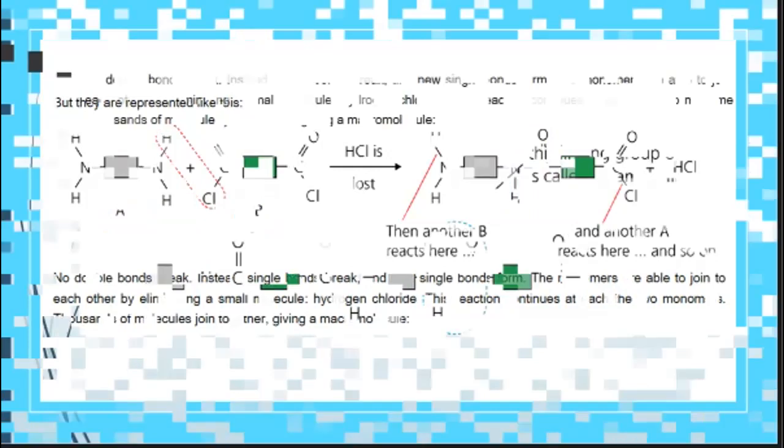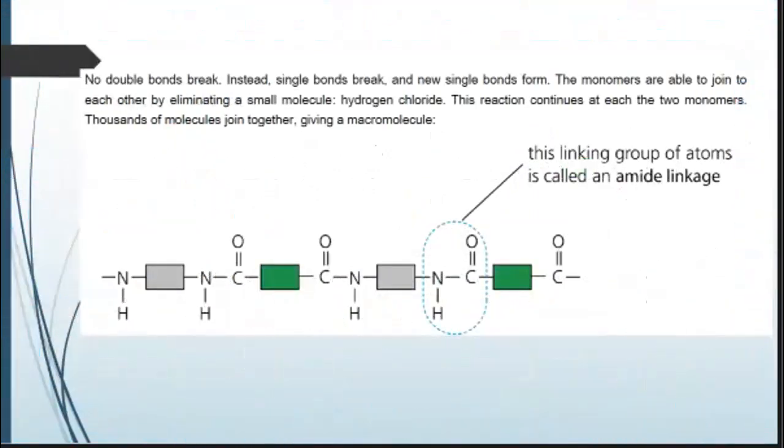All right, guys. Right, so this is the linkage that is formed, NH C double bond O, which is your amide linkage. This is something that you should now become familiar with, the presence of an amide linkage and what it should look like.